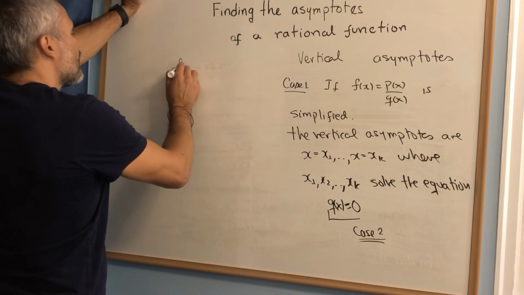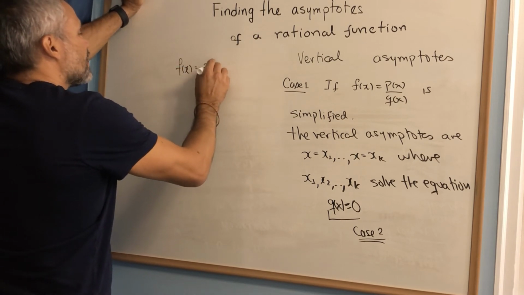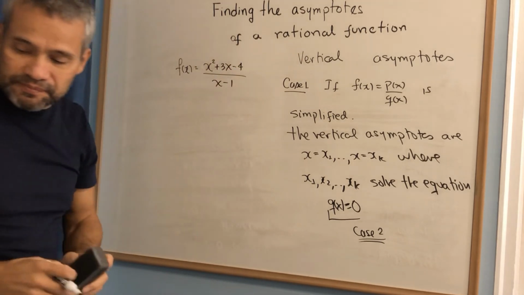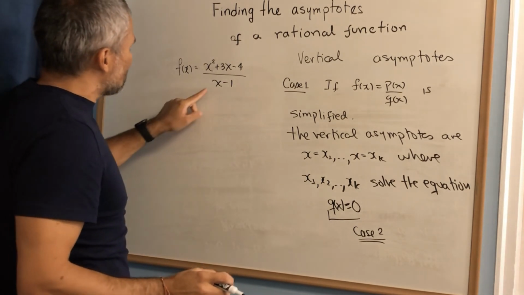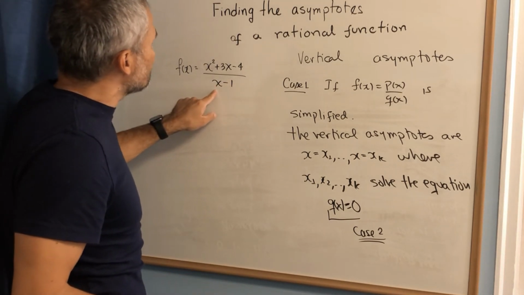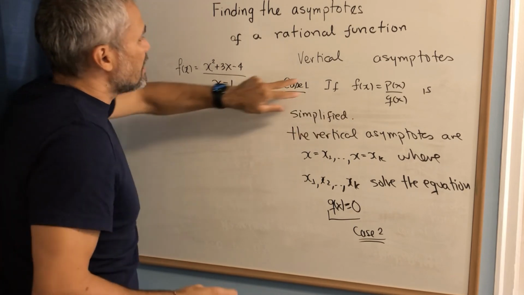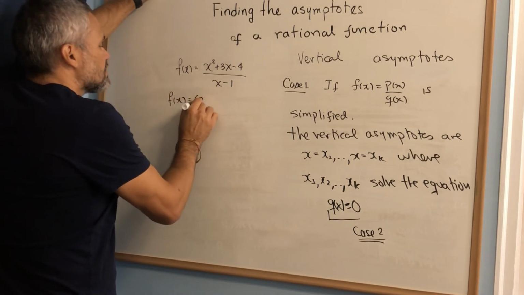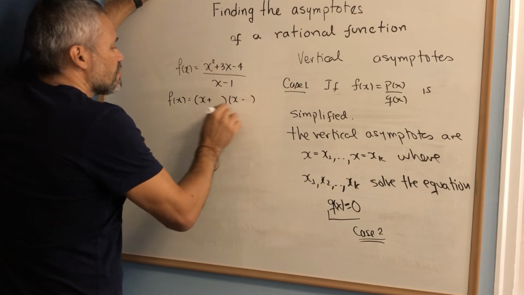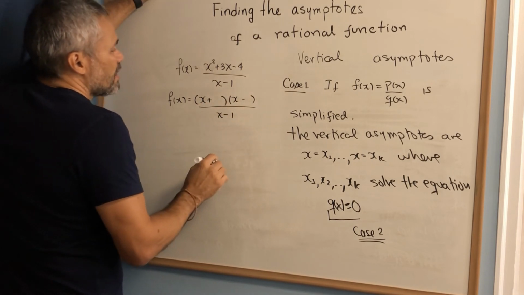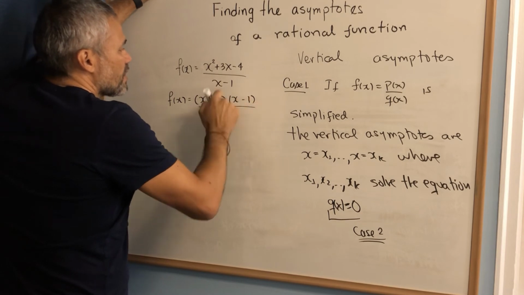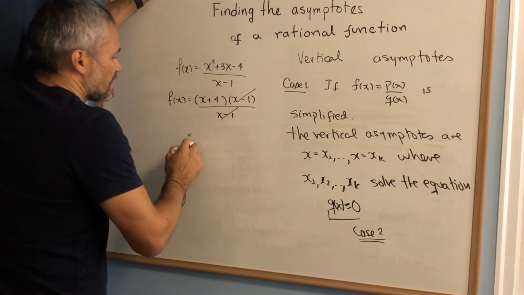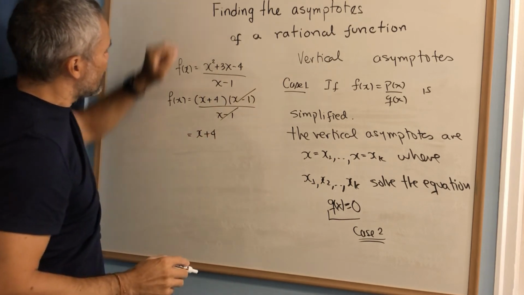If we have f of x equal x squared plus 3x minus 4 over x minus 1. In this case, we can think that x equal 1 is a vertical asymptote, but then we have to see if it is simplified. Let's see if we can factor the numerator. f of x is x plus something, x minus something over x minus 1. And here we have 4 times negative 1 is negative 4, 4 minus 1 is 3. And then that means that f of x is, this cancels out, x plus 4.